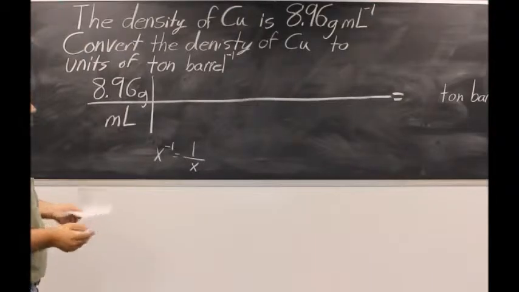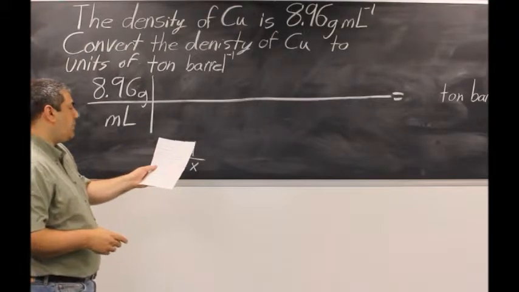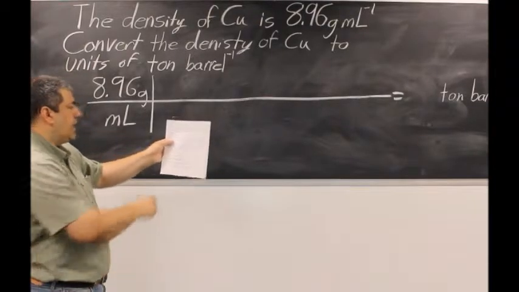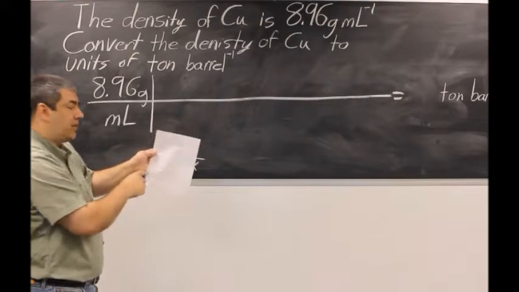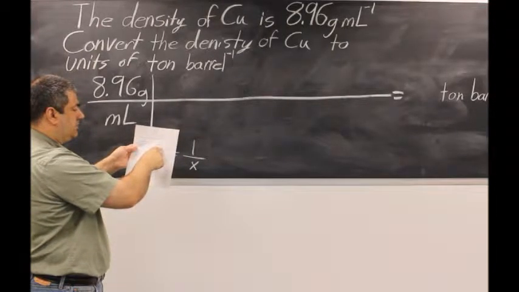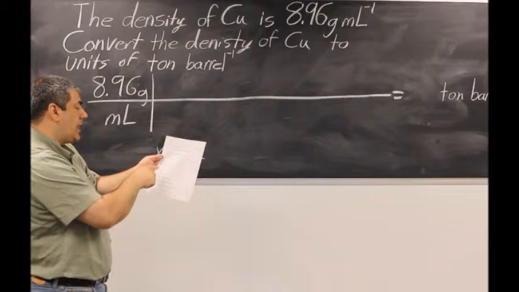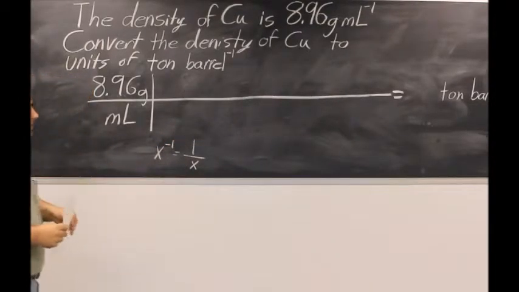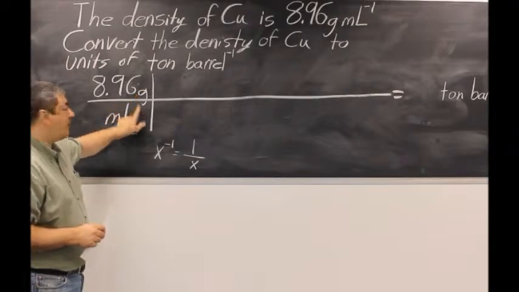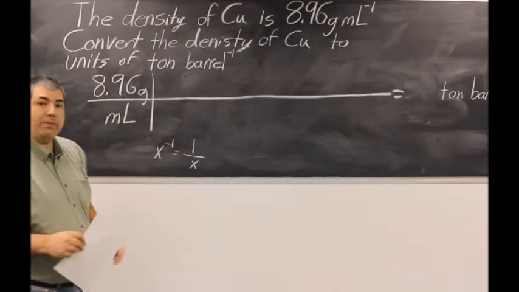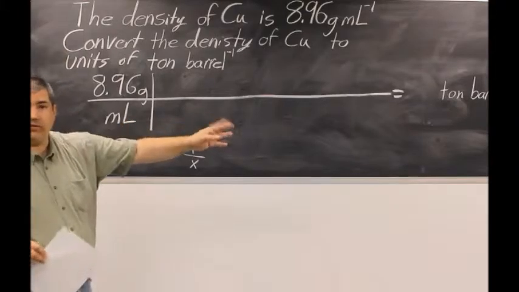Okay, so how do we solve this? Well, I gave you several conversion factors. I won't write them here because they're on your quiz. I gave you grams to pounds, pounds to tons, and liters to gallons, as well as gallons to barrels. We have mass and volume. So pick one. You don't do them at the same time. I'm going to convert grams to tons first.